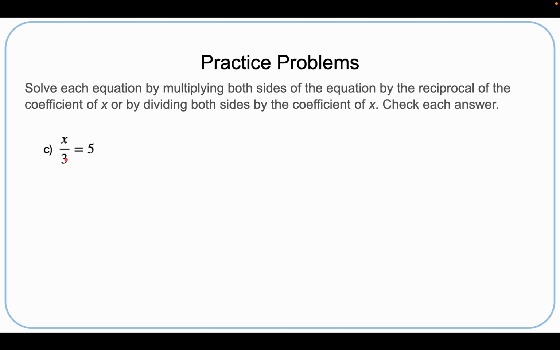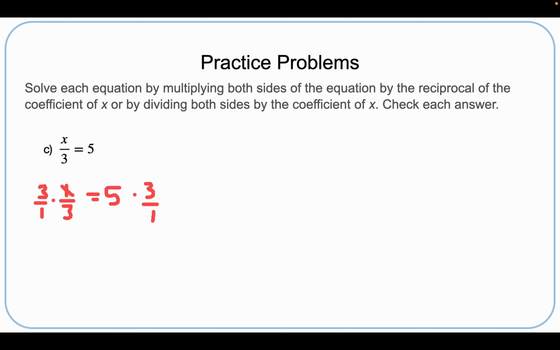Next one, we have x over 3 equals 5. So here's one of those examples of a coefficient that isn't really obvious, but in this case it would be 1/3. Well, actually, I'll keep it like this. X over 3. What we want to do is multiply by the reciprocal of 1/3, which is 3 over 1. So I'll go ahead and multiply that by 3 over 1, and set that equal to 5. And to keep it balanced, we need to multiply this side by 3 over 1 as well.